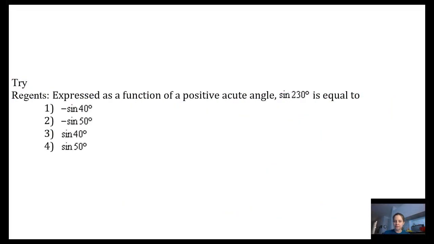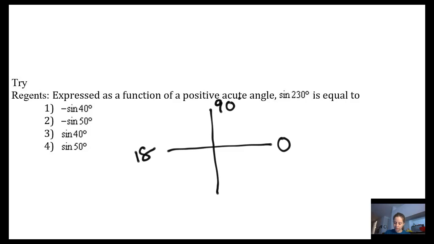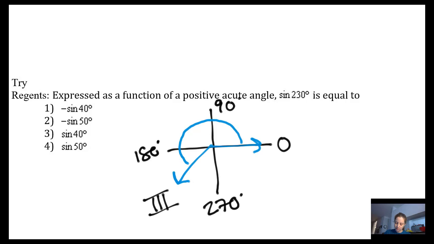Expressed as a function of a positive acute angle, sine 230 degrees is equal to, I need to sketch a picture, 0, 90 degrees, 180, 270. And then we're going to end in quadrant 3. 230 degrees is 50 degrees past 180. Theta prime is not 180, it's 50 degrees. My reference angle is 50 degrees.